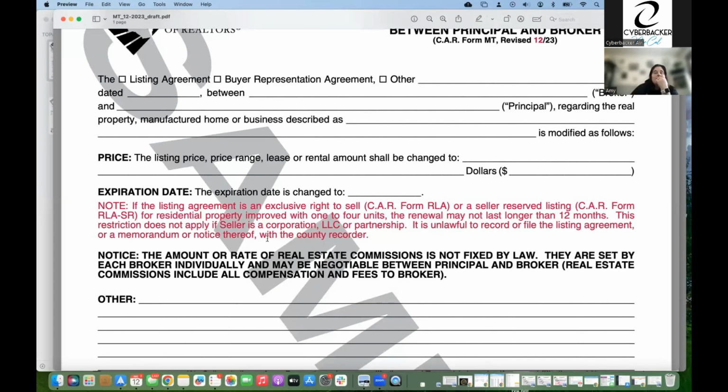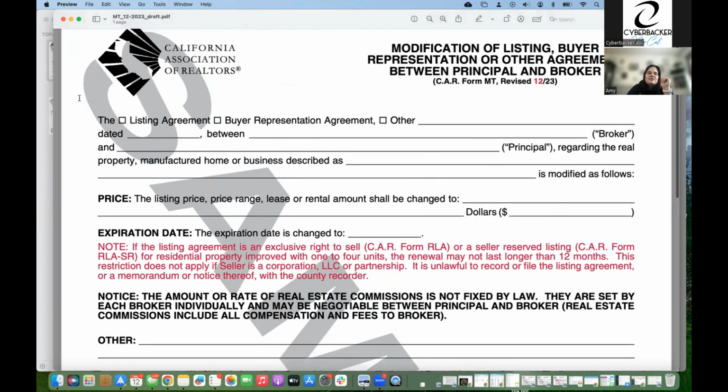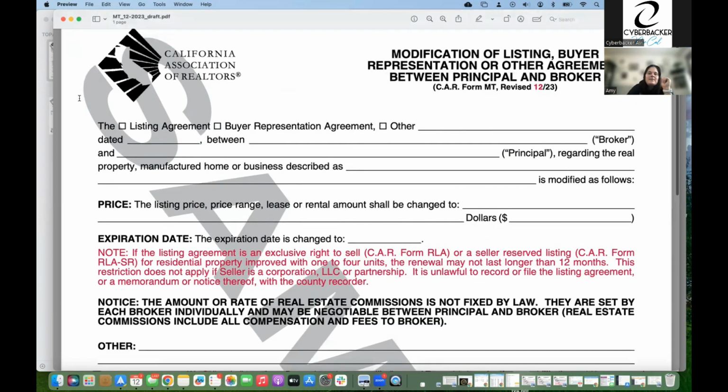Okay, so just clarifying, because there was some shenanigans going on with regards to listing agreements, really long-term ones that were getting recorded against properties and then forgotten about until people were trying to sell. So there's just that clarification there on that modification of terms form.